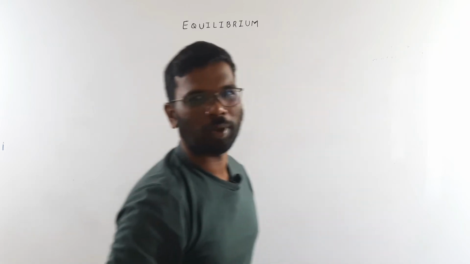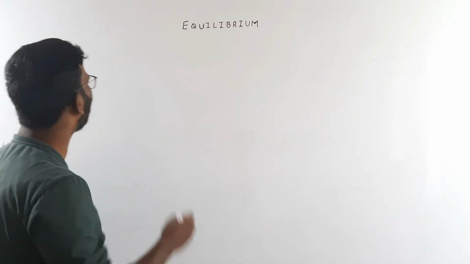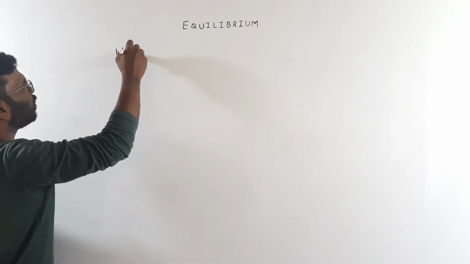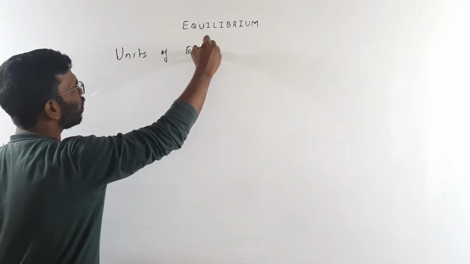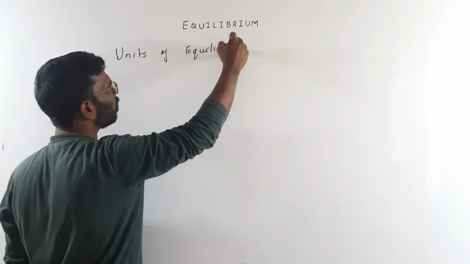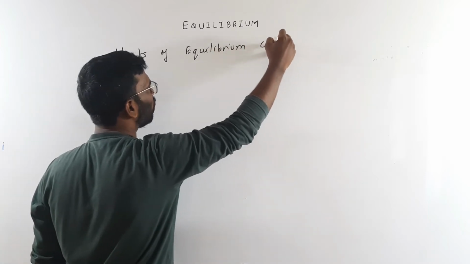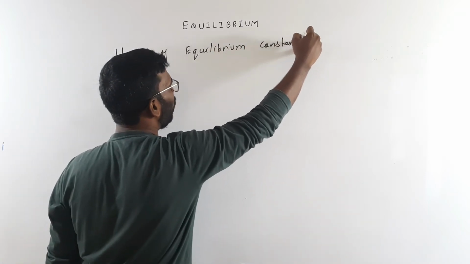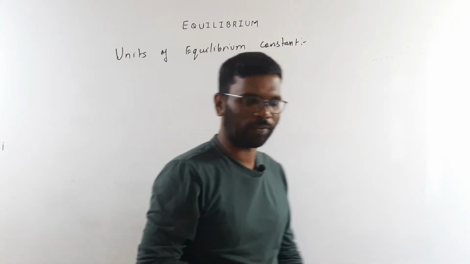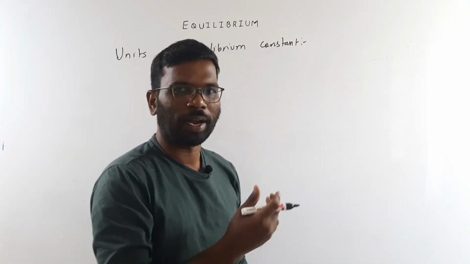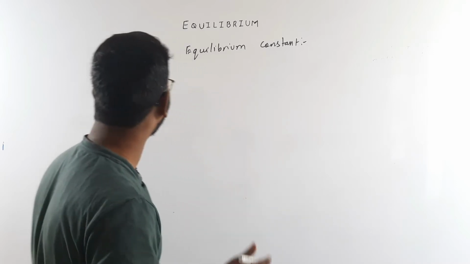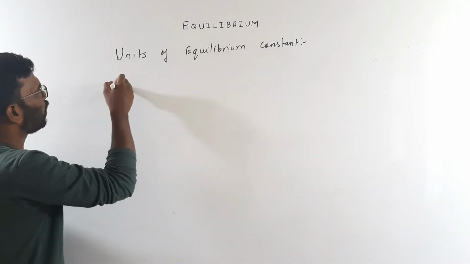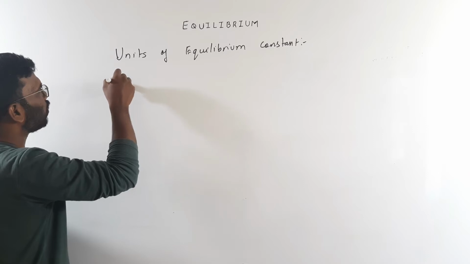So let us discuss the units of the equilibrium constant. We'll take different examples and try to learn the units of the equilibrium constant. Let's take a first reaction.